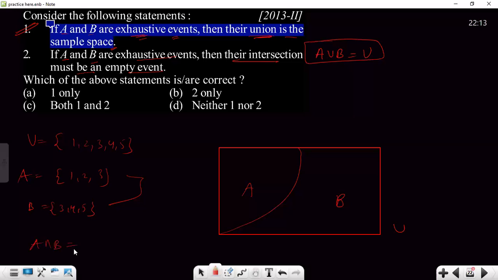What is A intersection B here? 1, 2, 3, 4, 5. No, that's union. Sorry, that's the combination. 3 is the intersection. Yes, so this is not an empty event. So this is not always true. This is the correct answer. Clear? Yes, sir. The definition is very important.